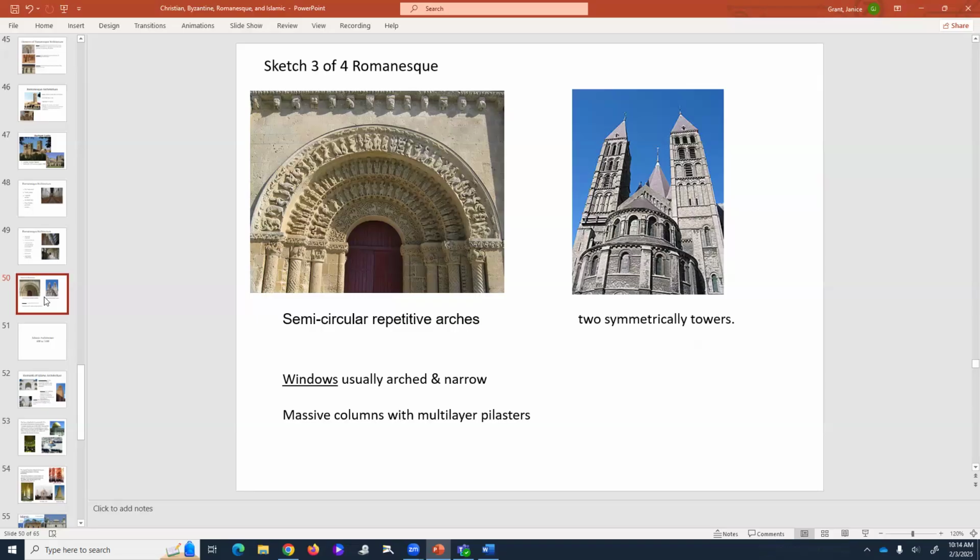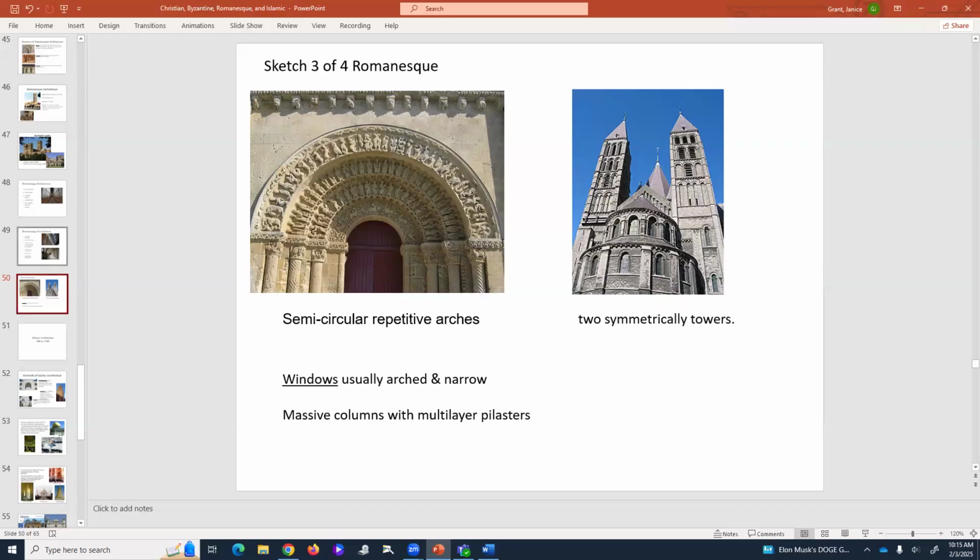But the two main things, and part of what our third sketch will be of all the sketches of these styles, will be these semicircular repetitive arches and these two symmetrical towers. And then a note at the bottom of those sketches. So like I said, these sketches can all be on one page, maybe on 2 pages, separate pages, however you want to illustrate them.